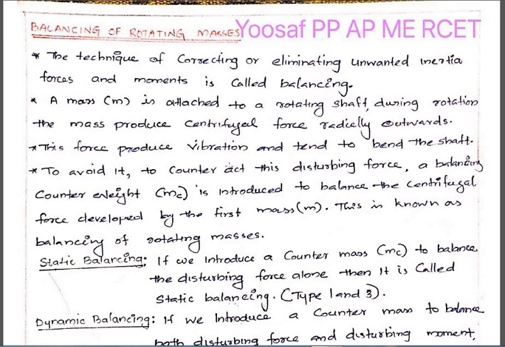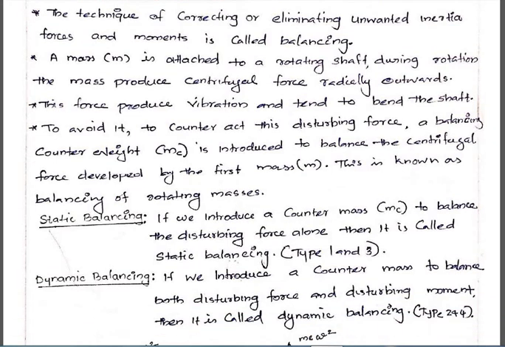That means if there is an unbalanced mass located in any rotating element, which will produce an inertia force, or a radially outward, eccentrically acting force, which will act as a disturbing force. So to balance such an unbalanced mass we will use a counter weight or counter mass. For example, I can explain with the figure.